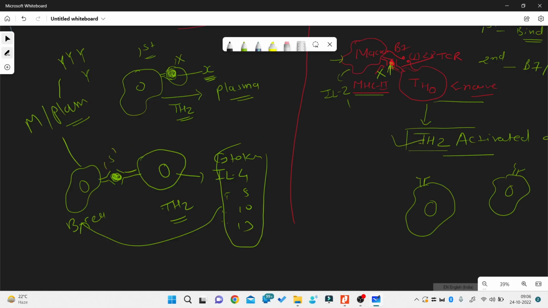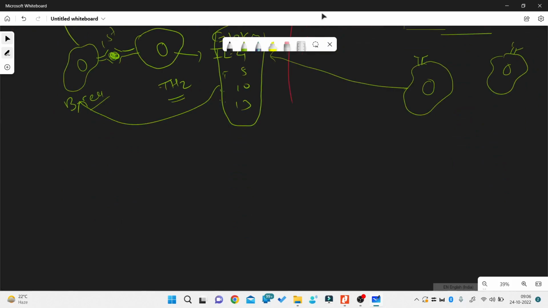Here also is the first activation, but this conversion, or we can say the differentiation of these naive B cells to plasma cells, requires the help of TH2 cells. So binding of TH2 with the B cell leads to the secretion of a variety of cytokines by the TH2 cells, and these cytokines will help B cells in the production of various antibodies against this specific X. Okay, so this is called B cell activation, but that is T cell dependent, right?